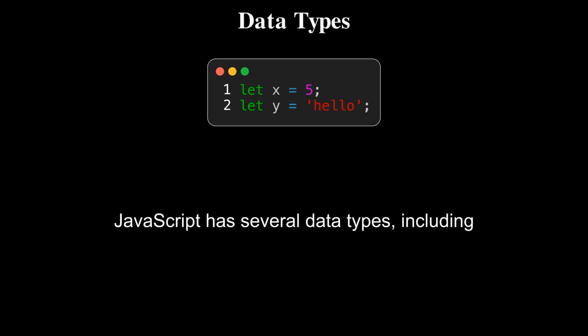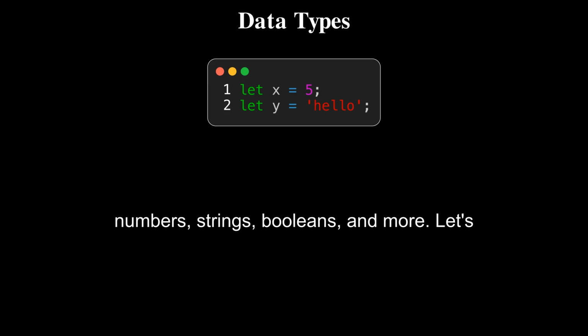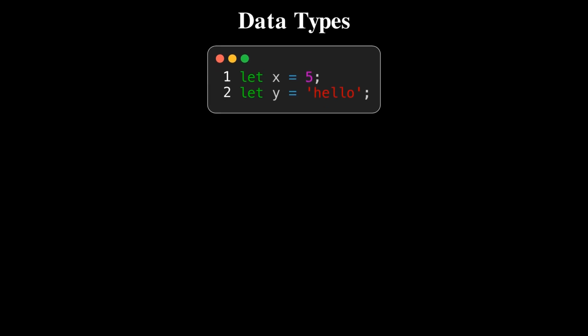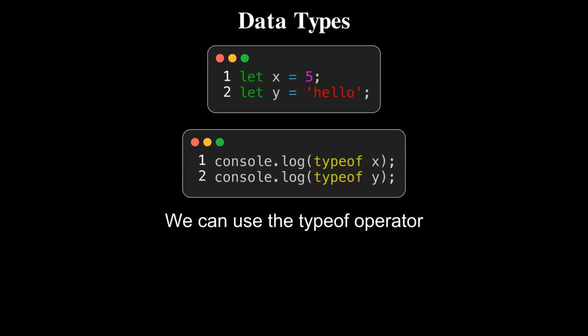JavaScript has several data types, including numbers, strings, booleans, and more. Let's take a look at some examples. We can use the typeof operator to check the data type of a variable. For example, we can log the type of x and y to the console.